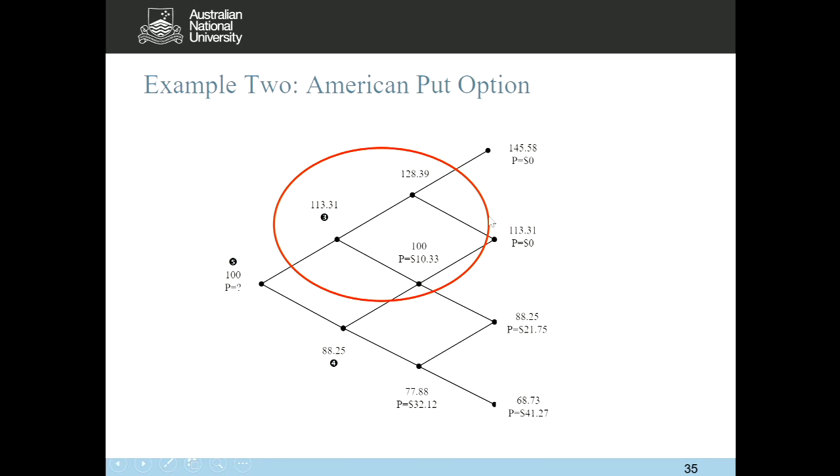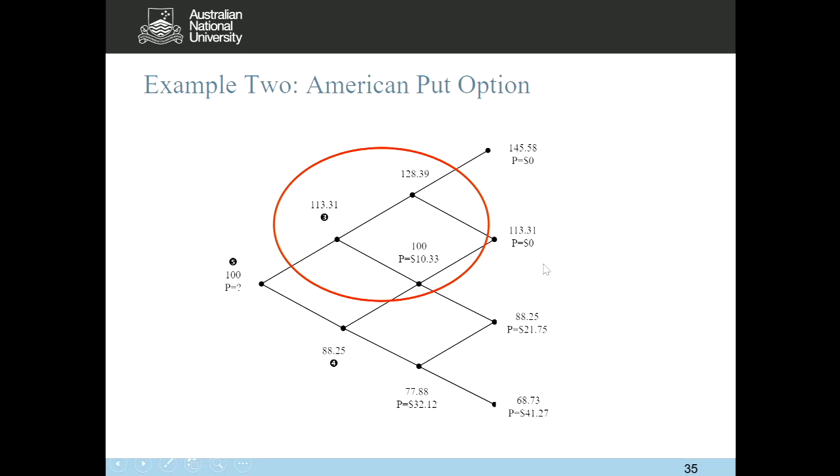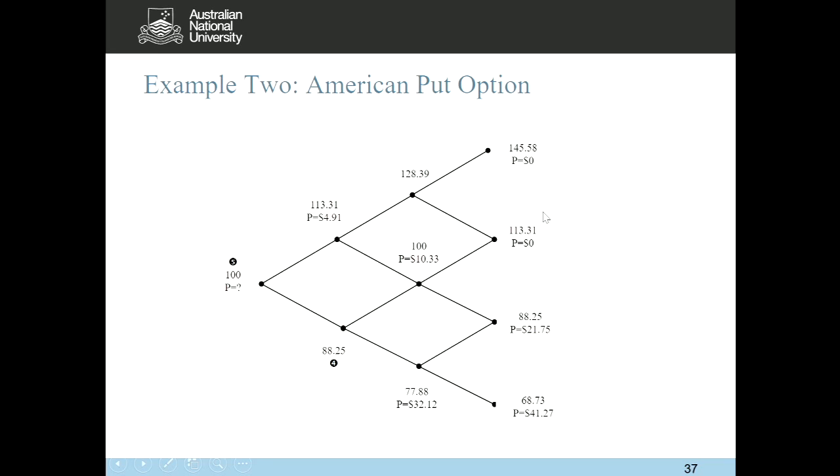Again, we need to check whether this put option is in the money in Node 3. So if the share price finishes at 113, that's above the strike. So exercising the put will lead to a loss. So we don't exercise the put. We write down the discounted value. So we choose to wait a bit longer. So I wrote down $4.91.